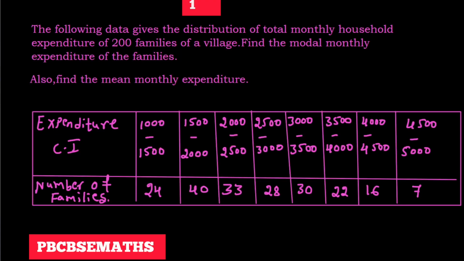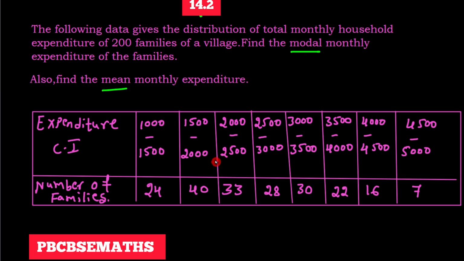Today in this video, we're going to solve exercise 14.1, third main question. In this third main question, we need to find out the mode and mean of this given data. So here it is given the expenditure of 200 families like this. We are asked to find out the mode and mean of this given data. So let's first find out the mode of this given data.